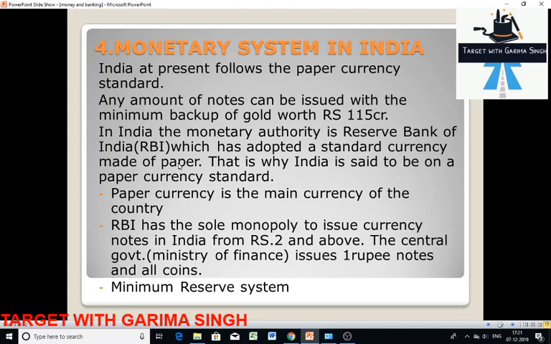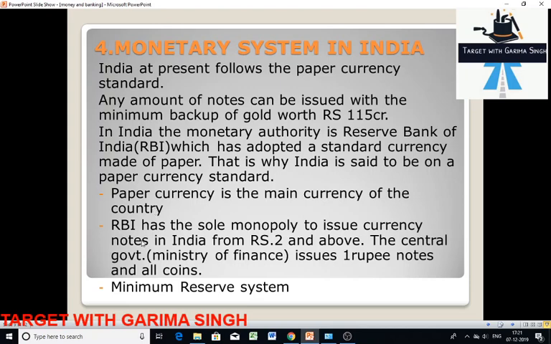A few points need to be kept in mind. Paper currency is the main currency of the country. It is an unlimited legal tender, which means that it can be used to settle debt and make payment up to an unlimited amount. Coins made up of cheap and light metal are used for making smaller payments. Again, these coins are limited legal tender because they can be used for making payment and settling debt only up to a limited amount.